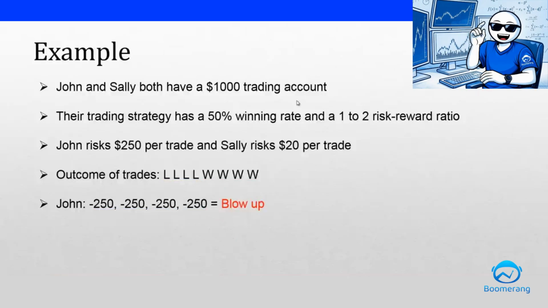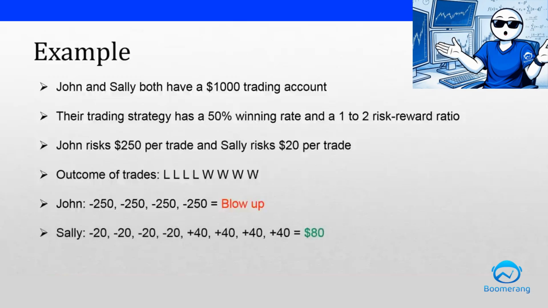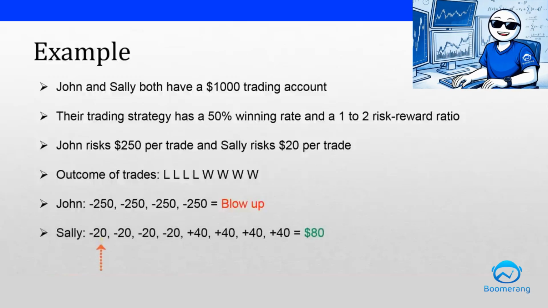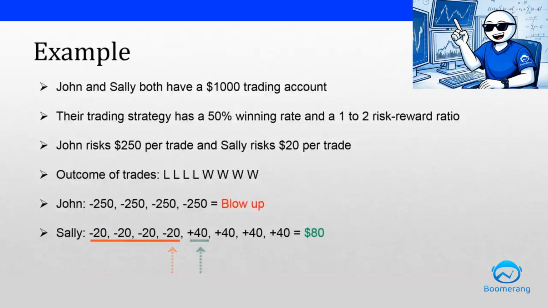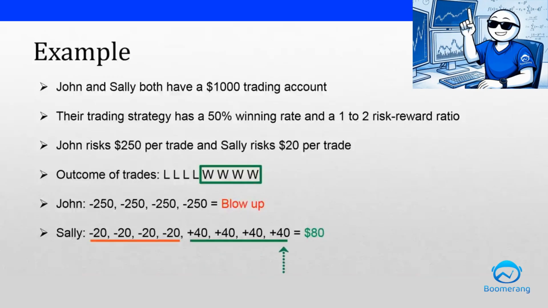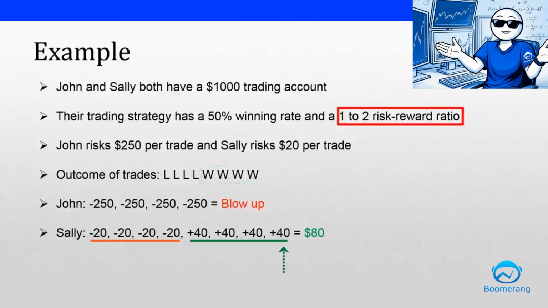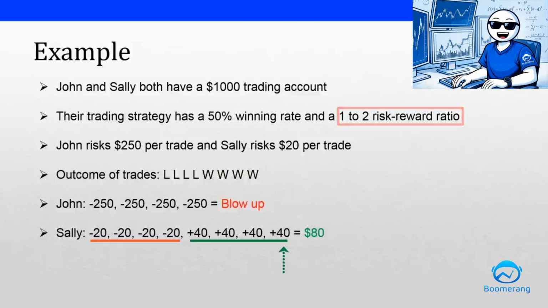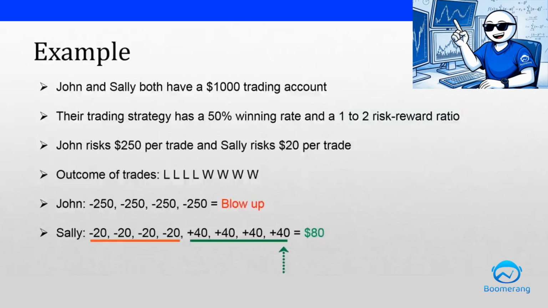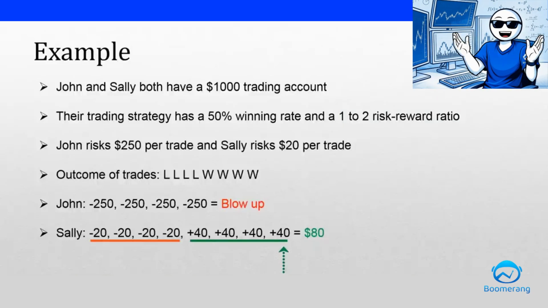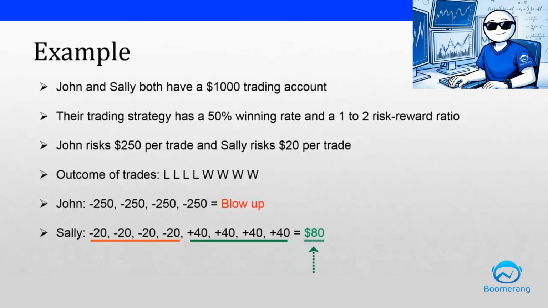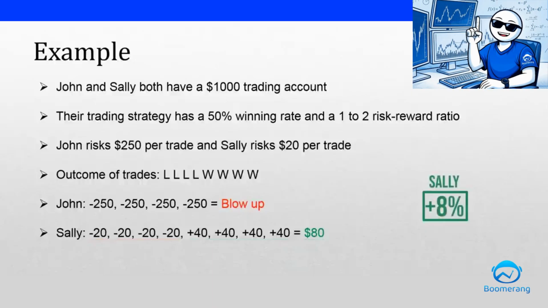On the other hand, let's have a look at Sally. As you can see, Sally goes through the same losing streak. She loses $20, lose 20, lose 20, lose 20, and then she makes 40, 40, 40, and 40 because these were the string of winners at the end. But why $40? Because we have a 1-to-2 risk-reward ratio for their trading strategy. If Sally risks $20 on each trade and achieves a 1-to-2 risk-reward ratio, this means her profit is 2 times her initial risk. So 2 times $20 is $40. At the end of it, Sally made a total return of $80, which is about an 8% gain on her account. Whereas John actually lost 100% of his account.